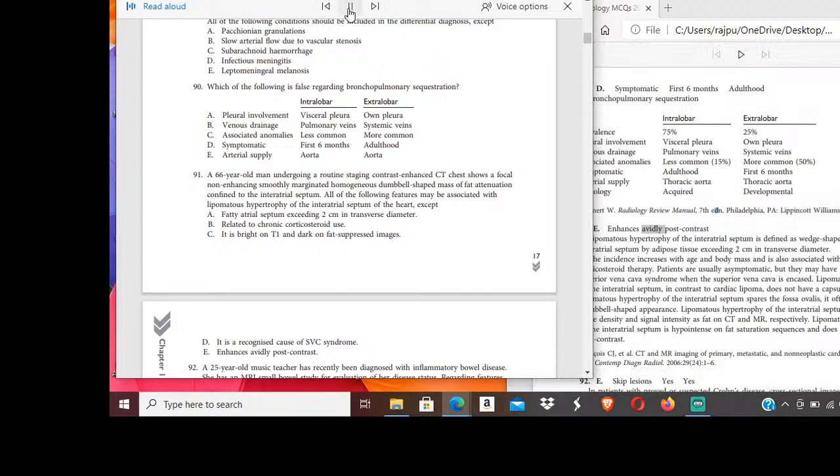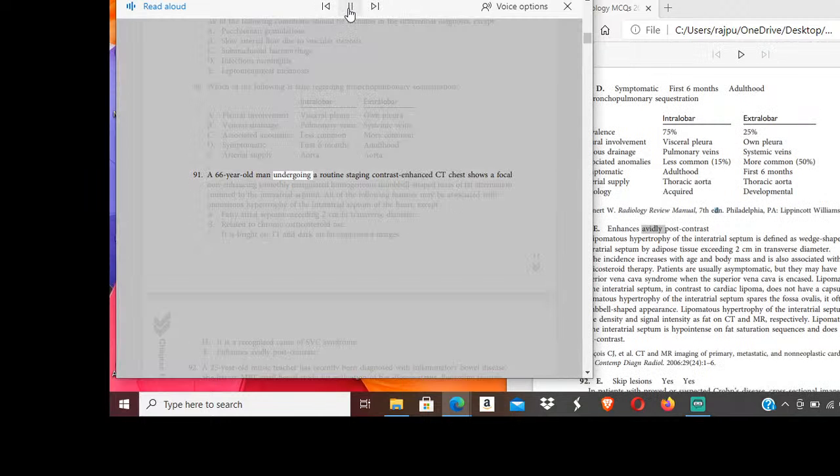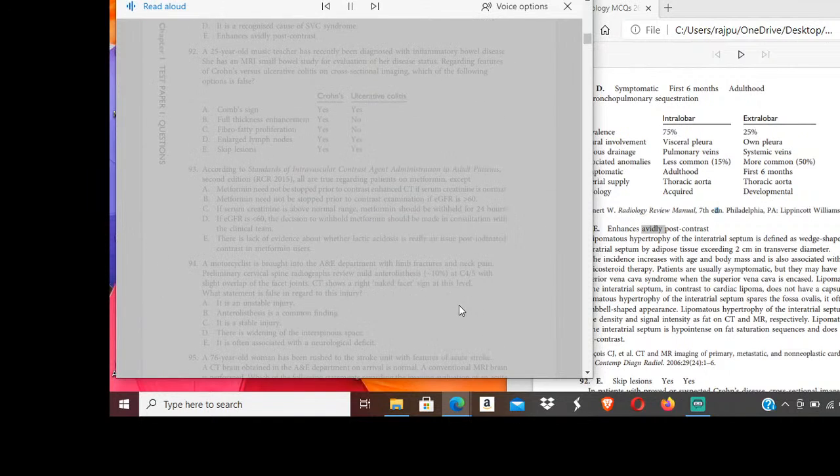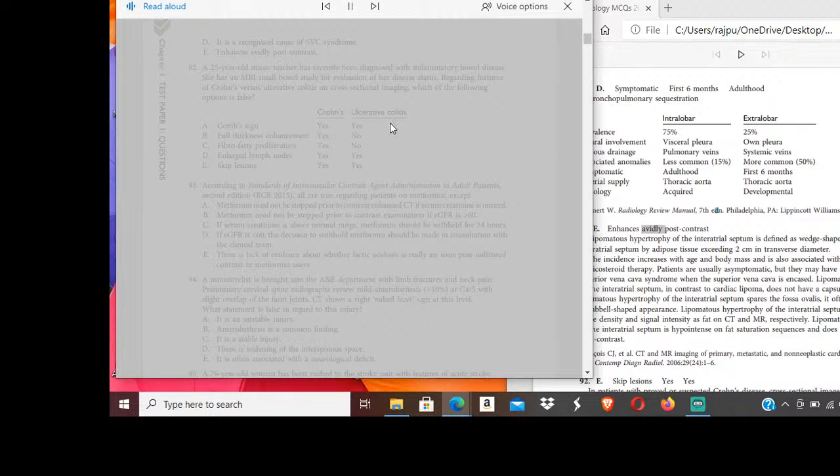91. A 66-year-old man undergoing a routine staging contrast enhanced CT chest shows a focal non-enhancing smoothly marginated homogeneous dumbbell-shaped mass of fat attenuation confined to the interatrial septum. All of the following features may be associated with lipomatous hypertrophy of the interatrial septum of the heart, except: A. Fatty atrial septum exceeding 2 cm in transverse diameter. B. Related to chronic corticosteroid use. C. It is bright on T1 and dark on fat-suppressed images. D. It is a recognized cause of SVC syndrome. E. Enhances avidly post-contrast.